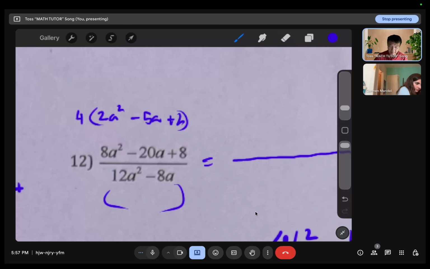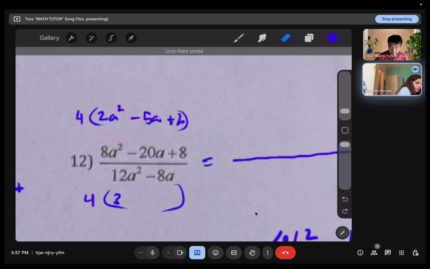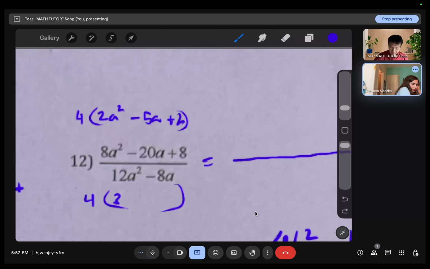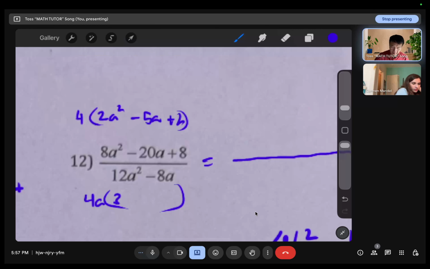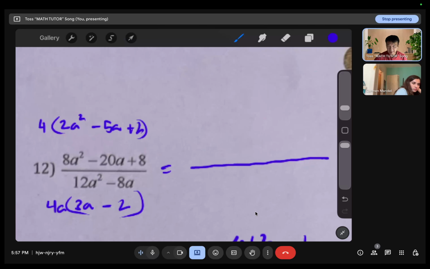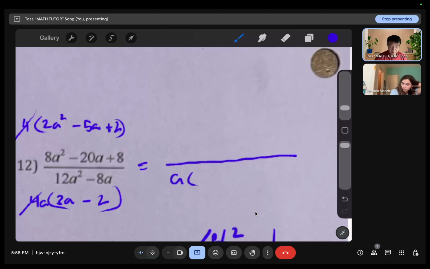Okay, same thing on the bottom. See, there we go, you got a 4, and a 3a squared minus... the bottom has an a. The top does not have an a, the bottom has 4a, so it'll be 4a times 3a minus 2. Is that okay? Now you can cancel out the 4, except the a is still on the bottom.